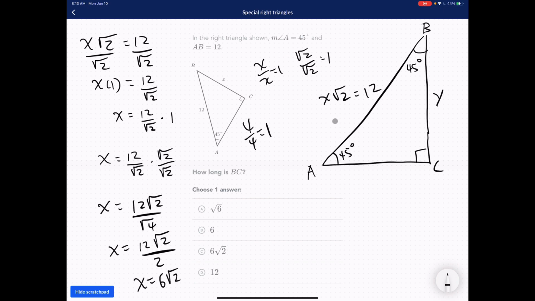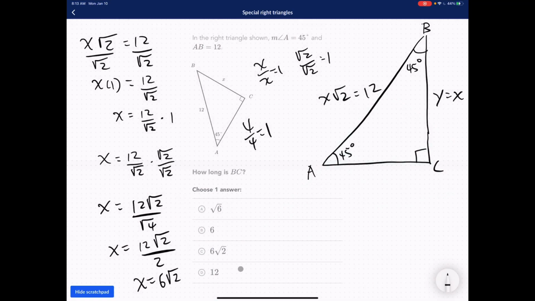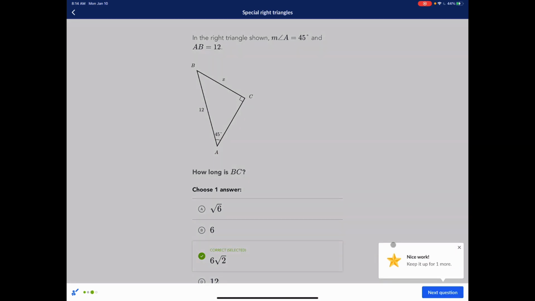So what is x equal to? Remember, this side right here is equal to x. So x is equal to 6 square root of 2. And so my answer, as you can see, is 6 square root of 2. And we check, and we are good to go. So that's pretty much it.